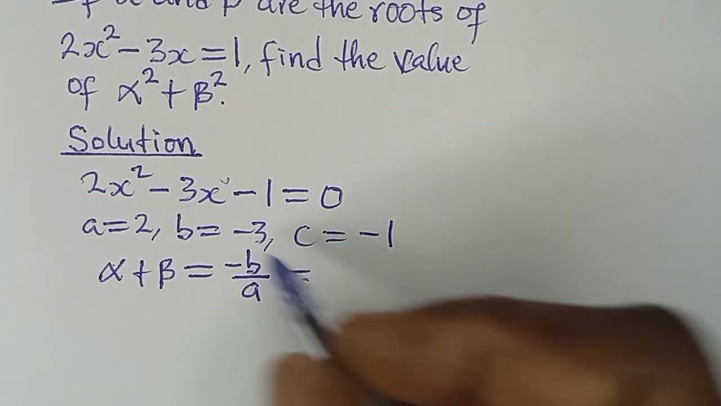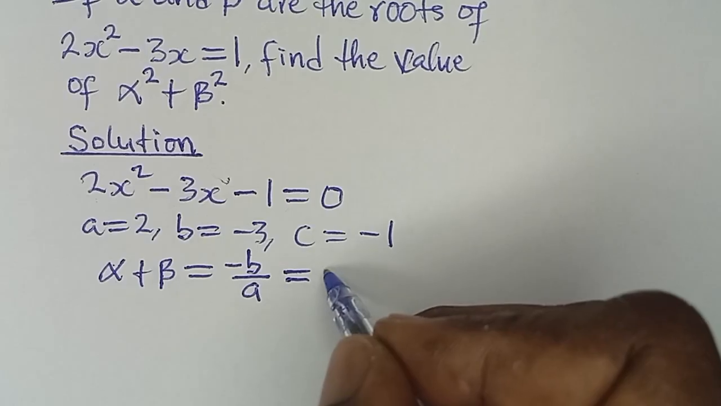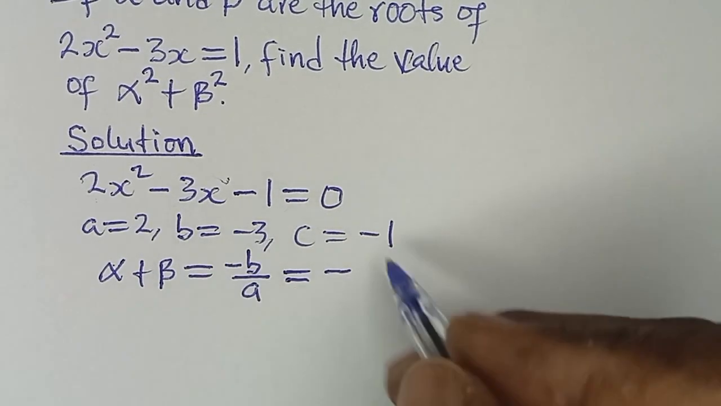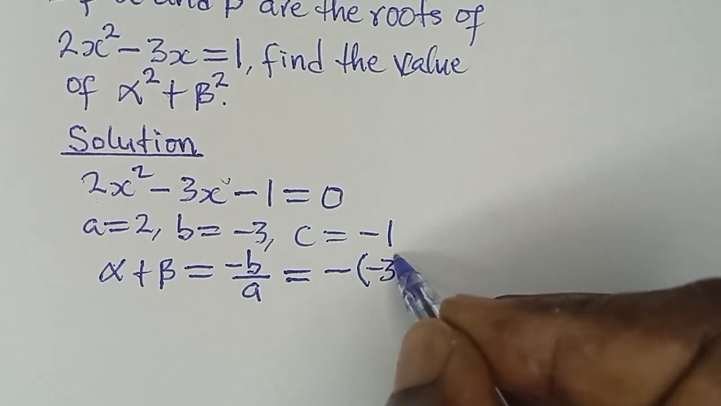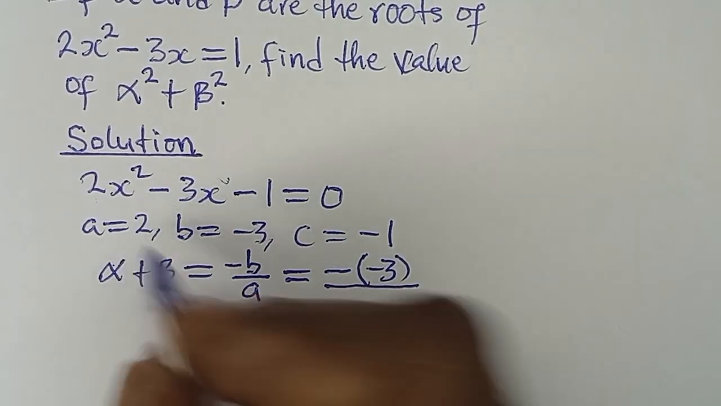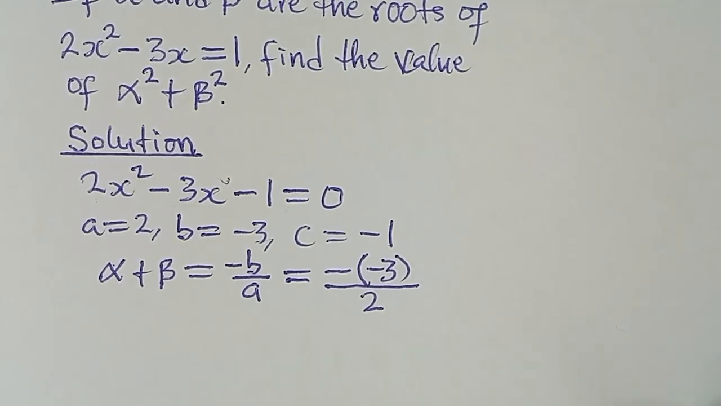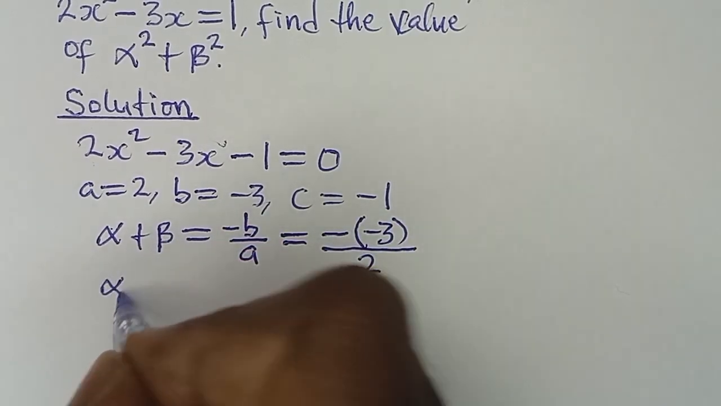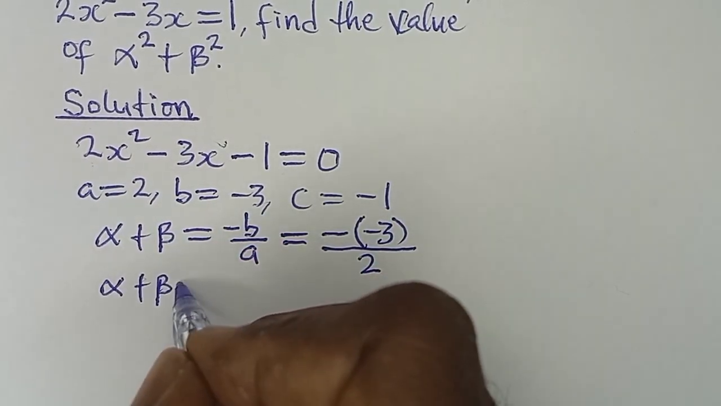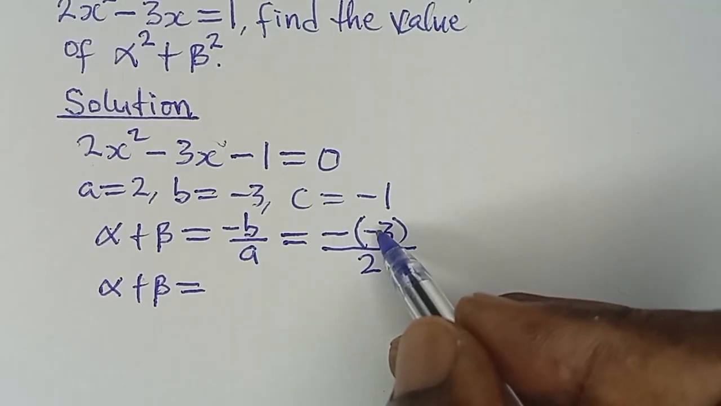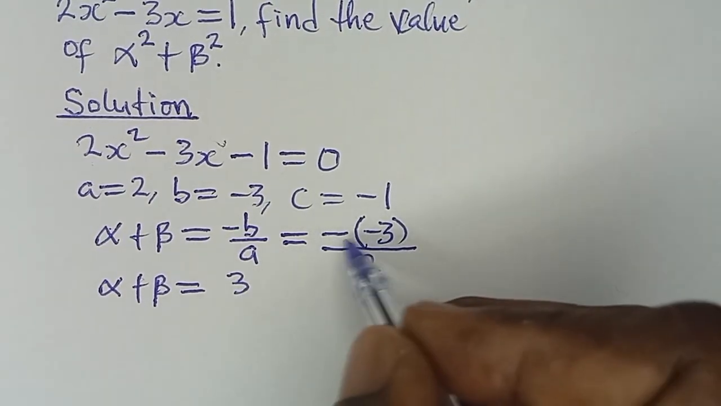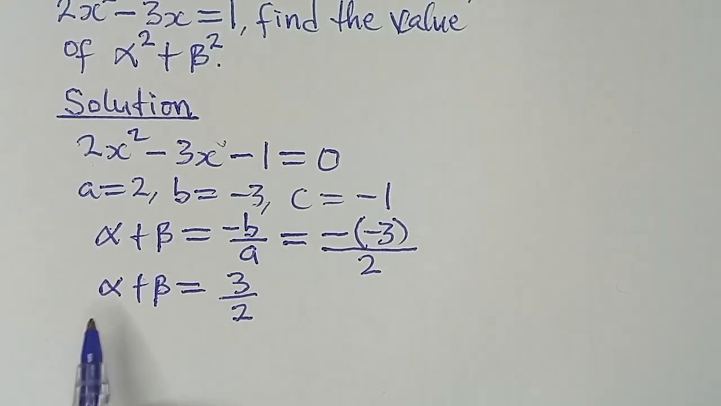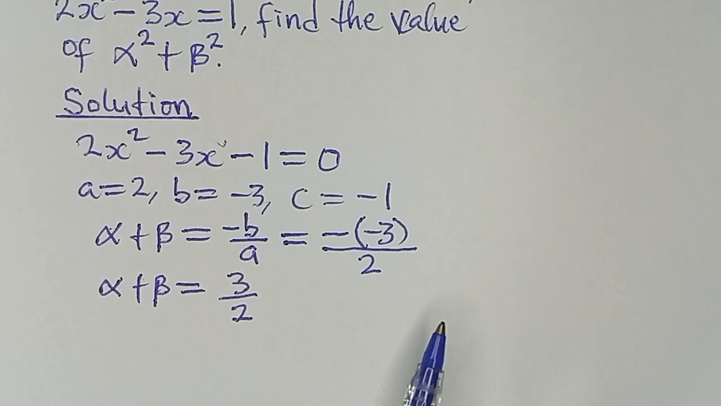And the formula here is minus, so this minus in the formula is written as this negative sign. And then b is negative 3, and then all over a is 2. So finally, I can conclude by saying the sum of roots, that is alpha plus beta, is equal to negative multiplied by negative will give us positive. So I have positive 3, and then all over this 2 under here. So the sum of the roots is 3 over 2.